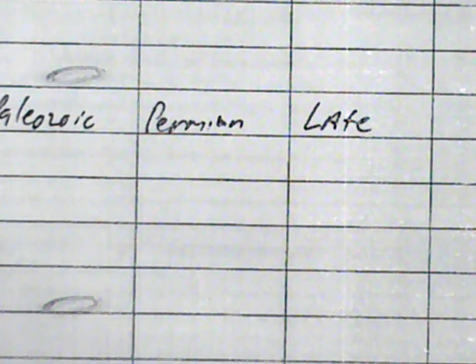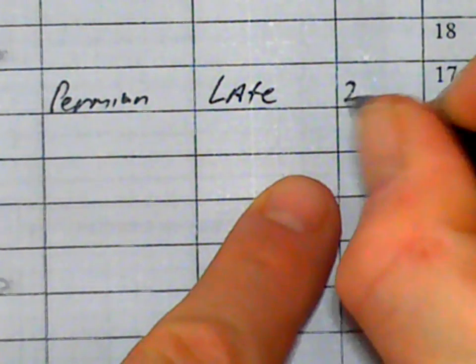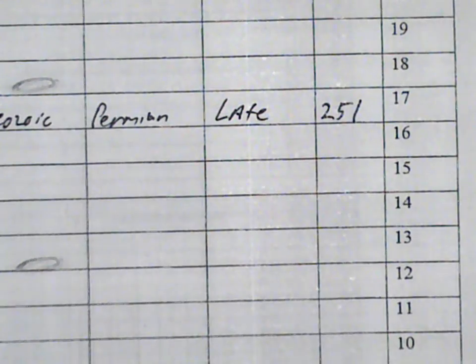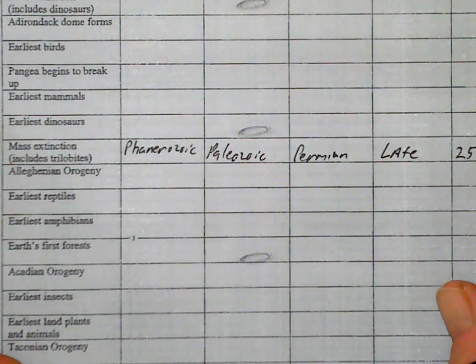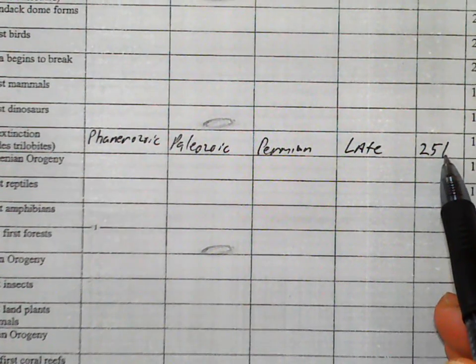And since this one has an exact date, 251 million years ago, we could put that one in exactly. Okay? We can actually look at that exactly. So this is how I have this one. All right? The mass extinction, including trilobites, was Phanerozoic, Paleozoic, Permian, late, and exactly 251. This one doesn't need a range.